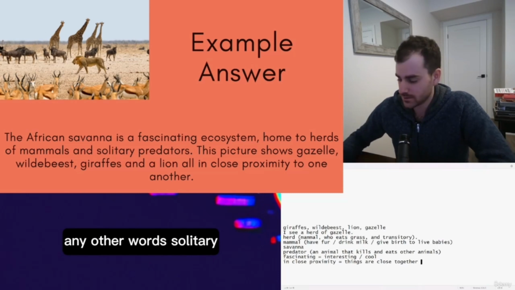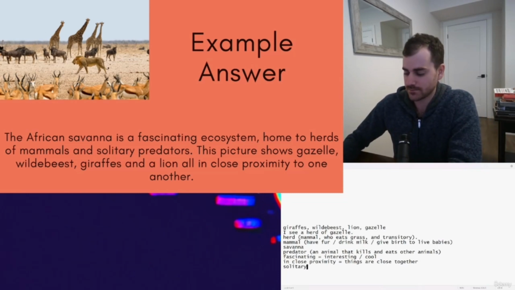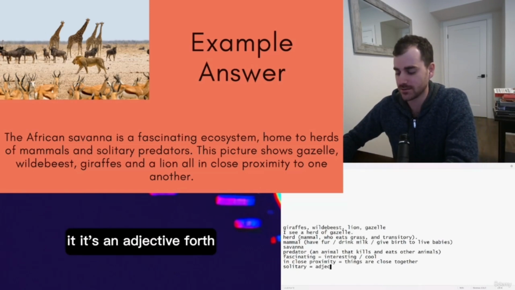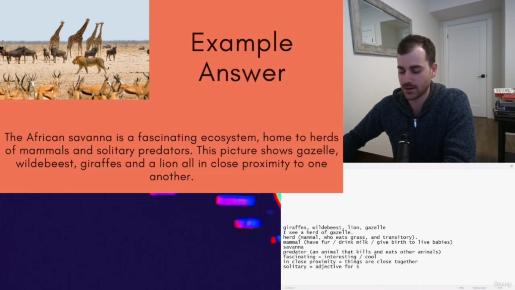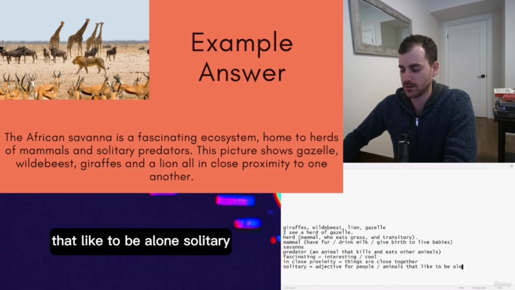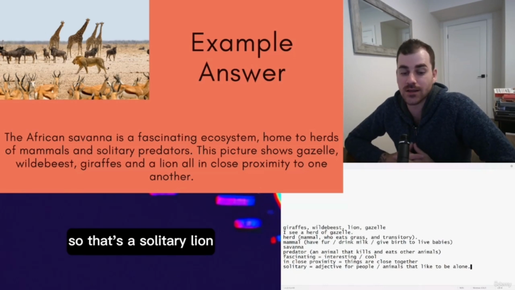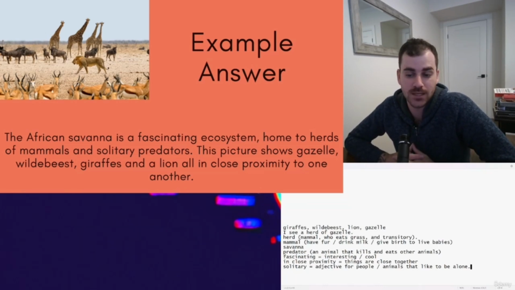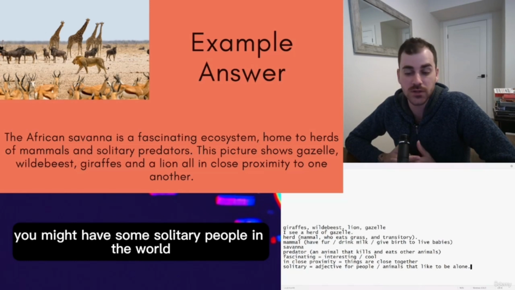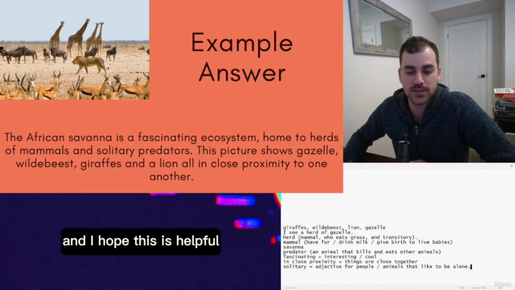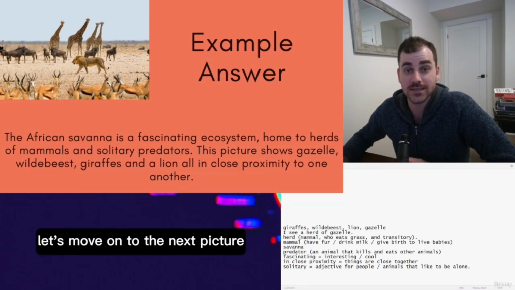Any other words? Solitary. So that word, it's an adjective for people or animals that like to be alone. Solitary. So that's a solitary lion. You might have some solitary people in the world. And I hope this is helpful. Let's move on to the next picture.